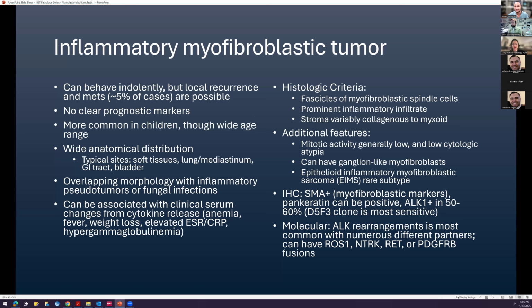It could be with anything, right? It could be with a lot of different genes. And then rarely they don't have ALK. Instead, they have ROS1 or NTRK rearrangements or RET or PDGFB, something like that. They still can be called an IMT. Okay. All right. Any questions about these guys?